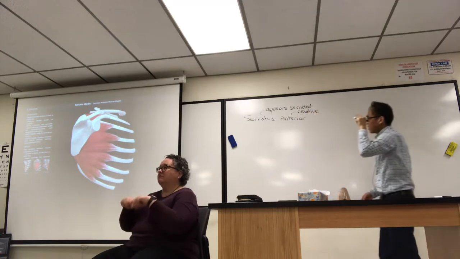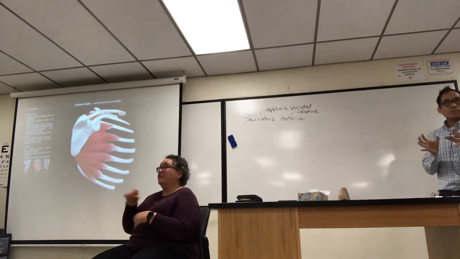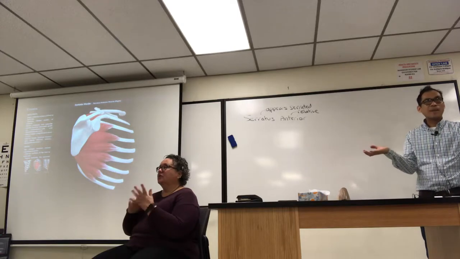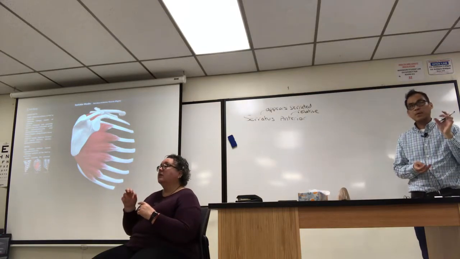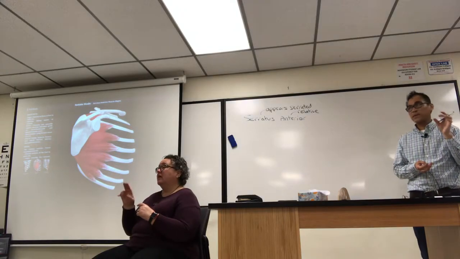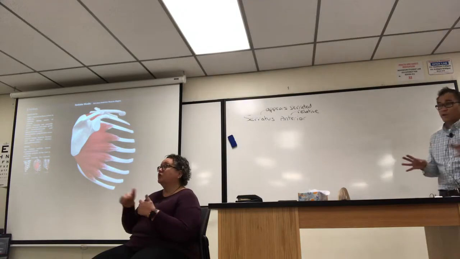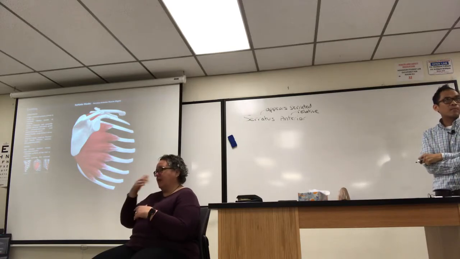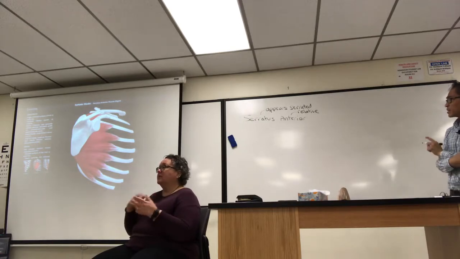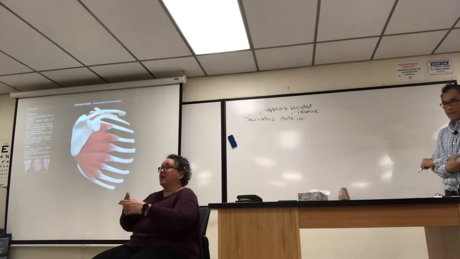Whenever you see a relative term, for example, what's the opposite of anterior? Posterior. There's a serratus posterior superior, and there's a serratus posterior inferior. You don't have to know them. Just know that you have to know the anterior one. Okay, so it's a muscle that's named for its appearance, basically.